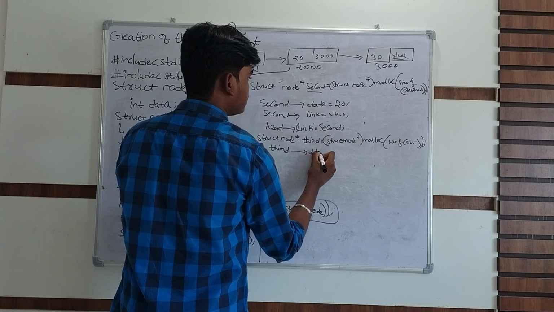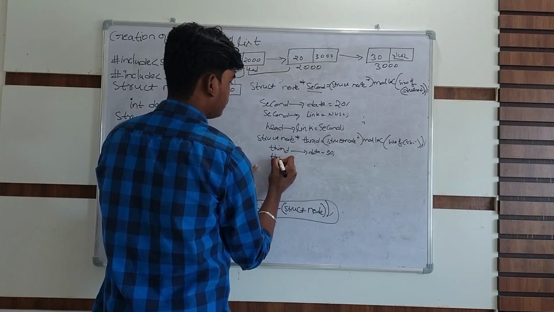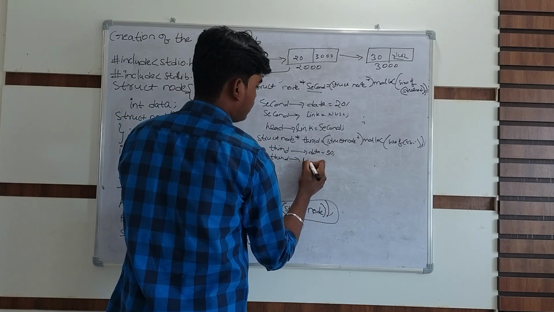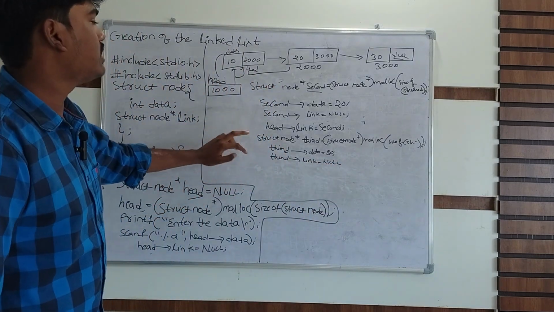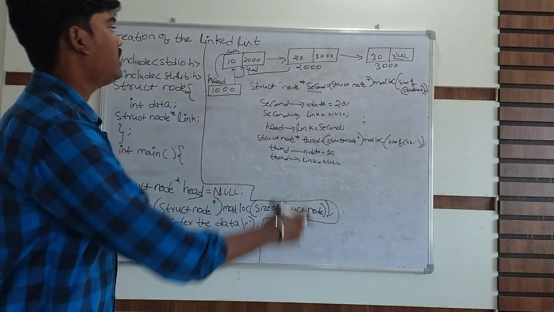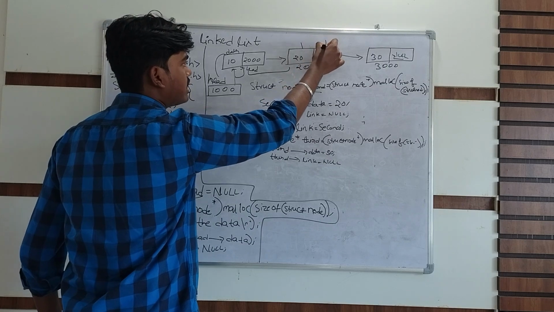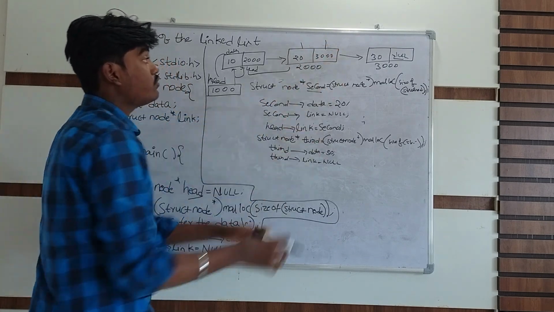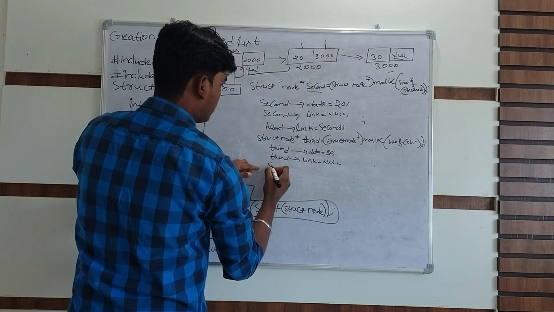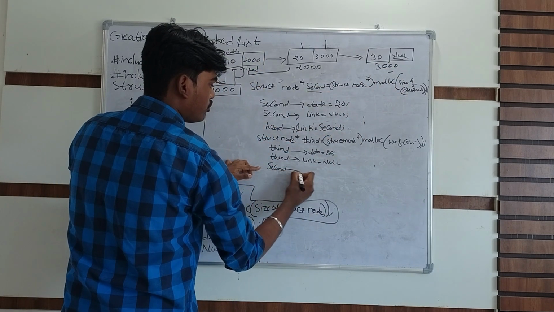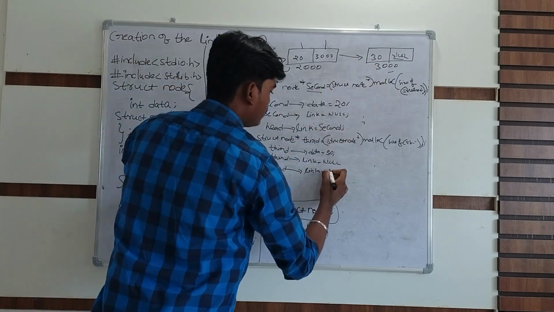Third data consists of 30. It is linking to null. Now we have to link the second node with the third node. How do we link the second node? This is second node data. This is second node link. In the second node link, we are storing the address of this node. So how are we linking? Second node link to the address of where? The third node.